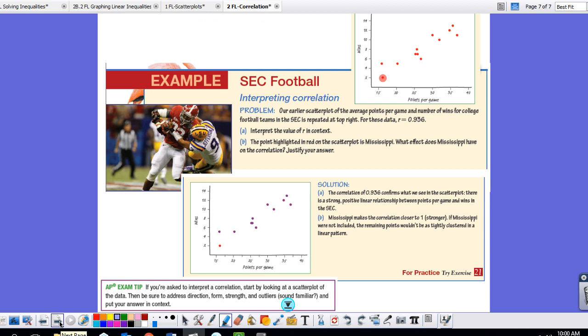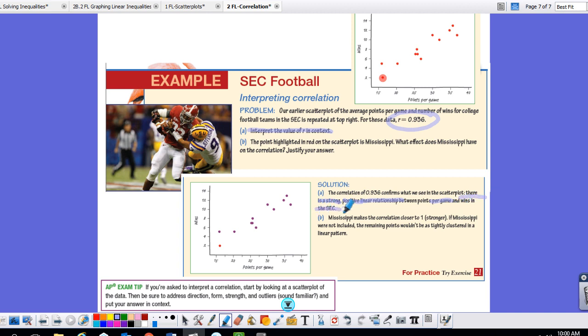Here's a full example that goes through the correlation for this SEC football data. It talks about R in context, which will be really important. We do everything in context here. You see you have a pretty strong correlation, which is positive 0.936. So what we say is, a correlation of 0.936 confirms what we see in the scatter plot. There's a strong positive linear relationship between points per game and wins in the SEC.